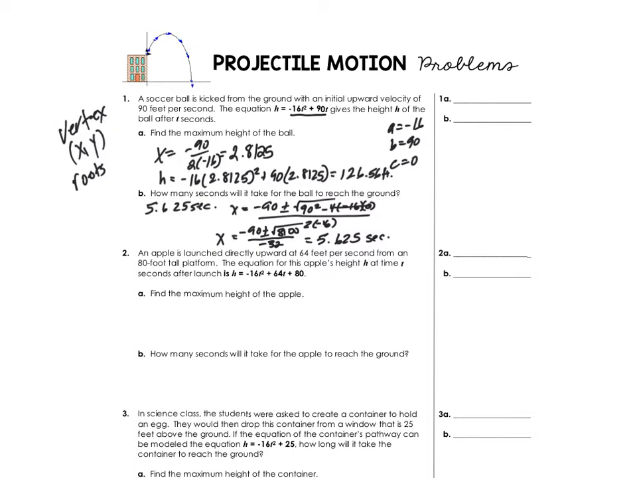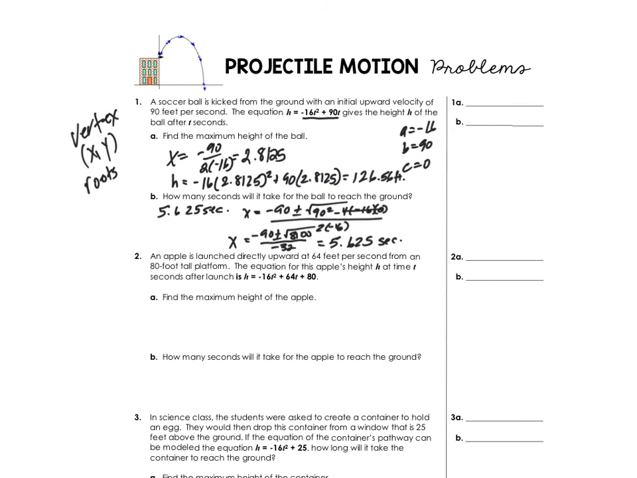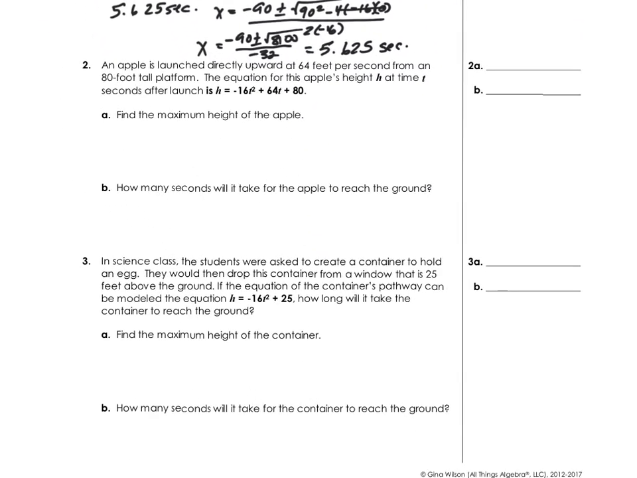So there's more than one way to get the answer here. Your calculator is a great tool, but also knowing the quadratic formula, you can simplify any of these. Make sure you have this formula memorized. It can be a big tool for you. So number 1A, the answer is 126.56 feet, and 1B is 5.625 seconds. Okay, next example.